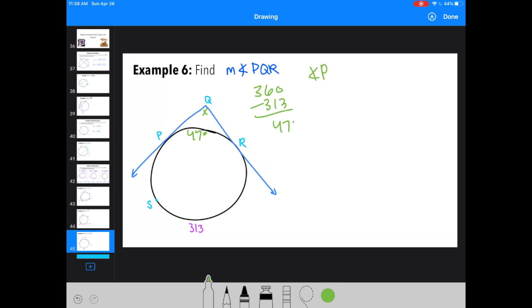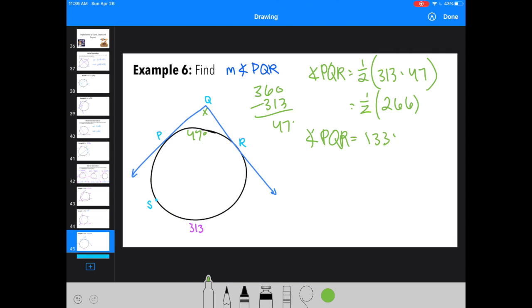Now that I have that value, I can solve for angle PQR, which is going to be equal to 1/2 times 313 minus 47, which is 266. I'm going to divide that by 2 to give me my angle. So angle PQR is equal to 133 degrees.